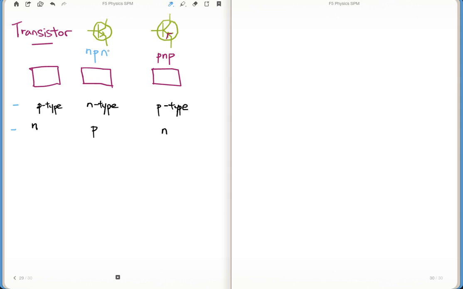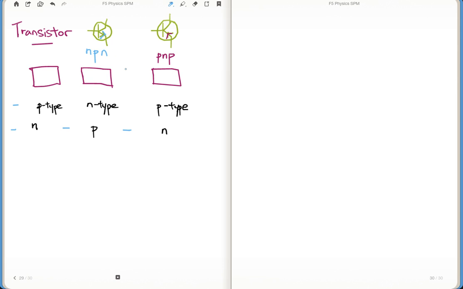This is called the NPN type, where the arrow points outwards. There are a few things you need to know to better understand what the questions need in SPM. First, either PNP or NPN. Let's stick to NPN.